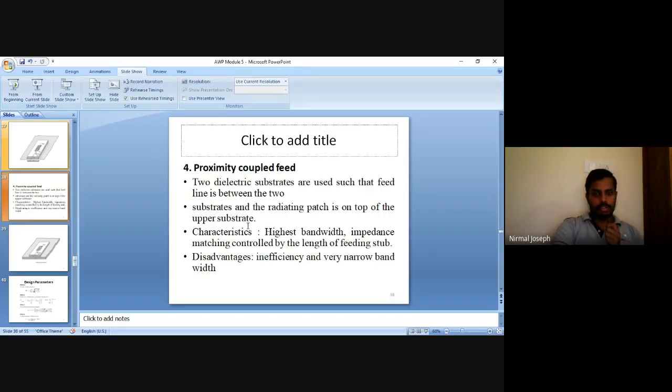Next one is the proximity coupled feed. Here, two dielectric substrates are used such that the feed line is between the two. That is where the difference lies between proximity coupled feed and aperture coupled feed. In aperture coupled feed, the feed line was on the bottom part of the lower layer. But here the feed line lies in between the two substrates, and the radiating patch is on the top of the upper substrate. We will just see the diagram of that.